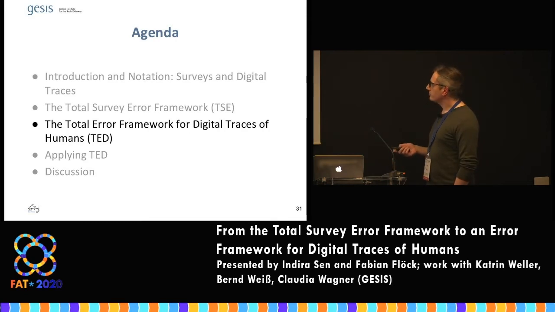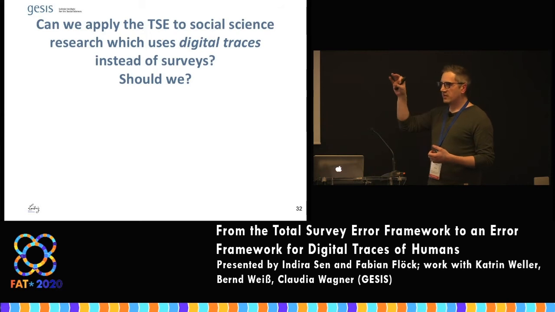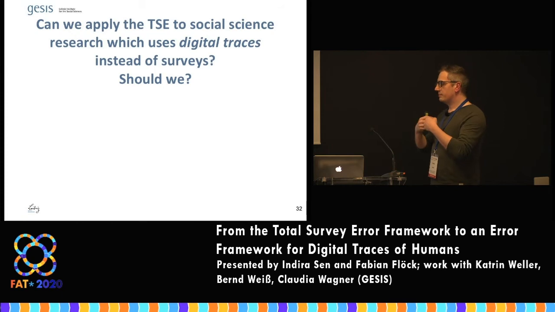So the question was, can we apply this? But I guess the first question was why. Why would we try to throw a survey error framework on digital traces? There are two reasons. One reason is to make it more accessible for survey researchers that know the other framework. Secondly, we think that there are certain proven features of this framework that are very useful, especially that you do an action and then something results in a pipeline, and then you get mutually exclusive errors that build on each other. So we want to try to also emulate that. That's a good feature of this framework.